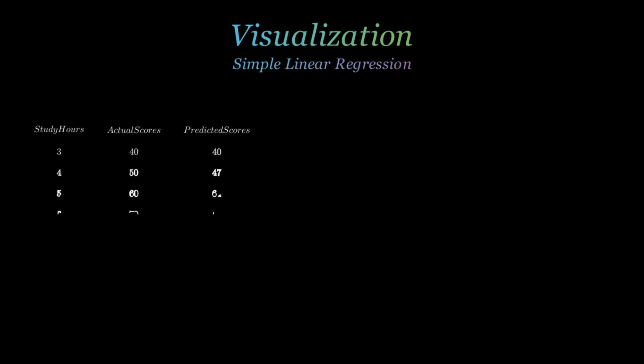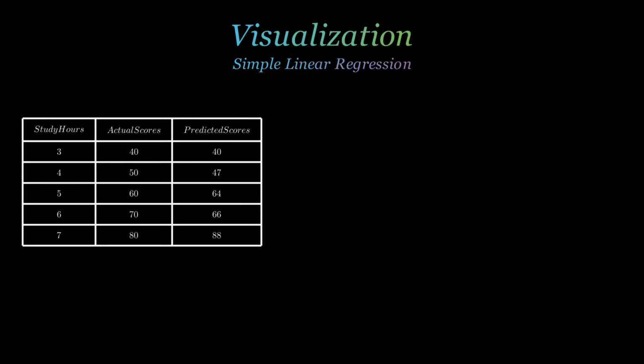Let's start by visualizing a simple linear regression example. Imagine we're trying to predict the exam scores of students based on the number of hours they study. For example, if a student studies for at least 3 hours, they will score around 40 marks. We have collected the data points for different study hours and their corresponding scores.